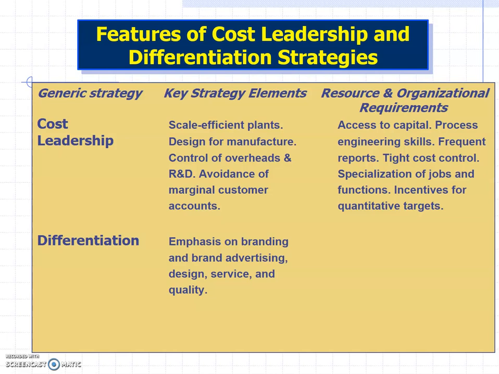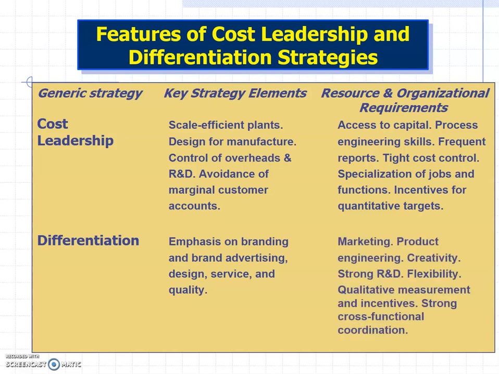So for differentiation strategy, the key strategy elements, it's not about efficient manufacturing. It's about trying to create a strong brand. So there's an emphasis on branding and brand advertising, designing a cool product, an innovative product, about providing good service and high quality. So the key resource and organizational requirements are, it's more about marketing, as you can probably understand, right? Marketing is all about building strong brands.